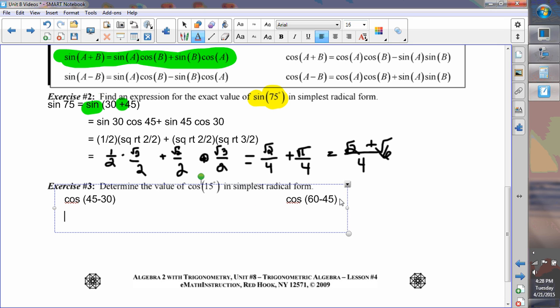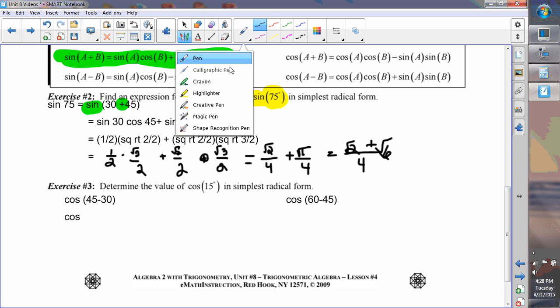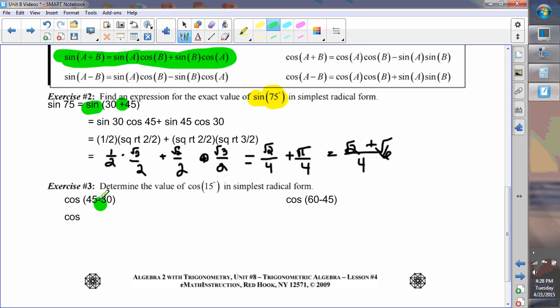So I'm going to leave you to do the right one all by yourself. So we're going to do this as the cosine of 15 is 45 minus 30. So that means I'm going to be looking for a problem that has a subtraction and has cosine in it. And I'm going to just change my highlighter. Here's subtraction, here's cosine, here's my formula.